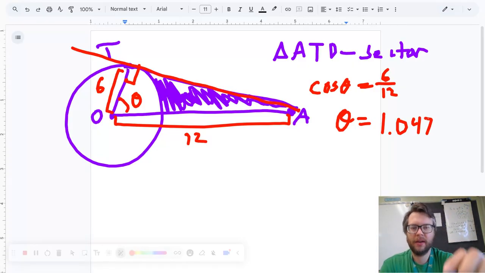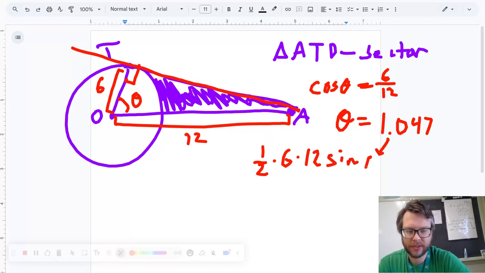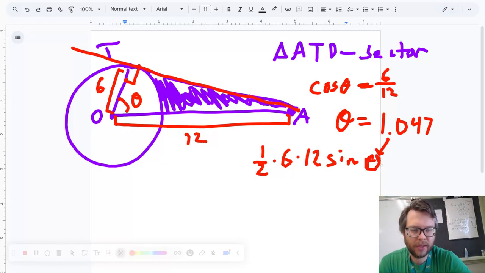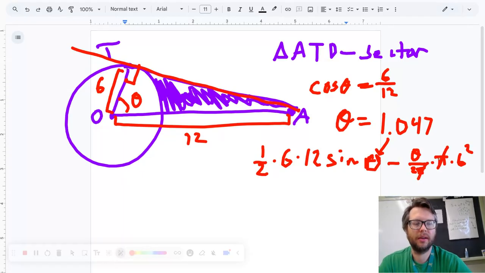Okay, so what's the area of the triangle? The area of the triangle is 1/2 ab sine of theta, so the saved answer from before. What's the area of the sector? The area of the sector is theta over 2 pi times pi r squared. And I guess we can cancel out the pi's there.